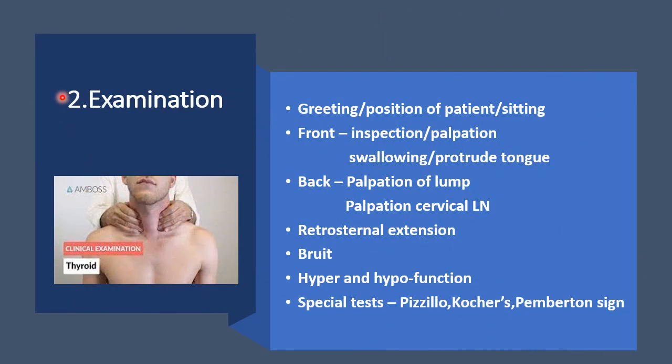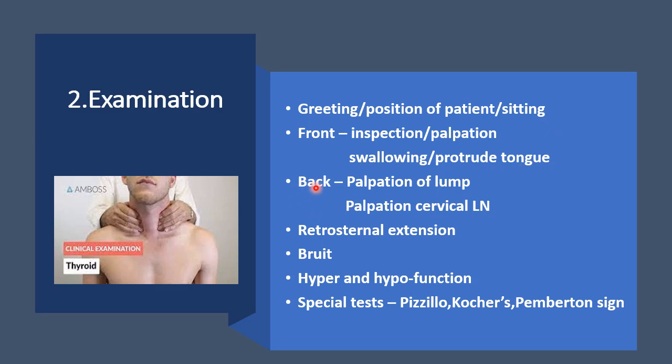The second part, which we are primarily concerned with today, is the examination of the thyroid. As you can see here, clinical examination of the thyroid. First of all, you have to greet the patient and position the patient. The ideal position for the patient is to sit on a chair. Inspection from the front, also palpation from the front. Check whether it moves with swallowing, whether it moves with protrusion of the tongue. To do this, sometimes you may have to give the patient some water to drink.